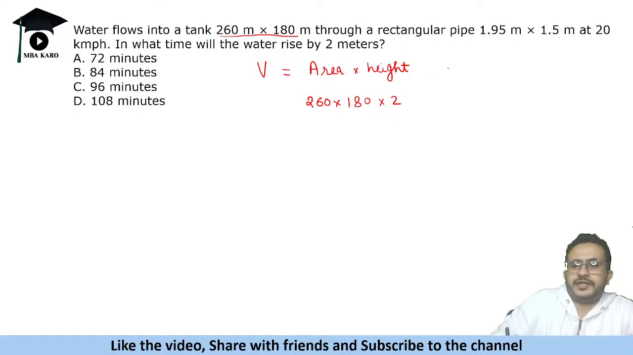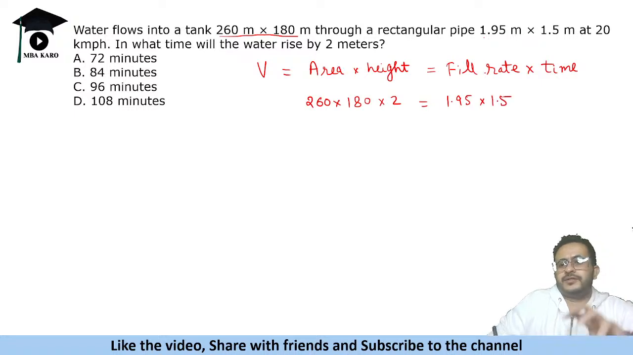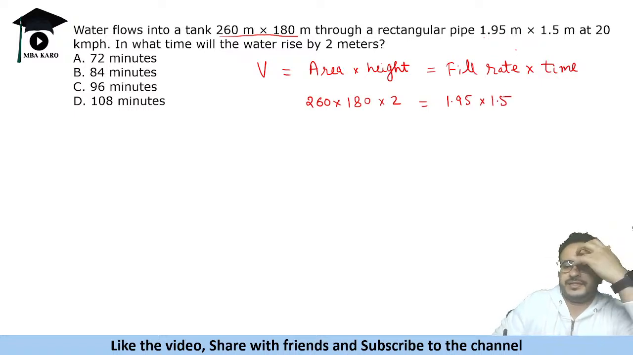Now volume is area into height. So this can also be written as fill rate into time. So this is filling at certain rate, and that rate is 20 kilometer per hour, and this is the dimension, right? 1.95 meters. This is the dimension because it's a rectangular pipe, right? And it is 20 kilometer per hour.